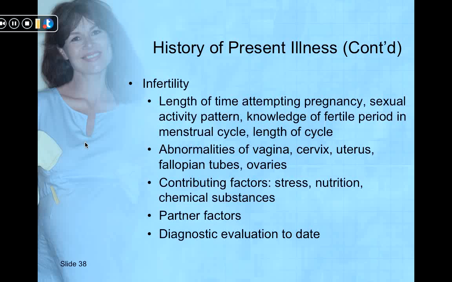And so it's things like that that make for an important history. They may have exposure to chemicals and substances and hormones that they don't even realize, but kind of bringing that to their attention. Partner factors. Maybe it's the partners. Maybe they have a low sperm count. Maybe it's something going on with them that needs to be evaluated. And what workup have they had to date on this? And how much do you need to do within your scope and setting before you refer to a specialist?